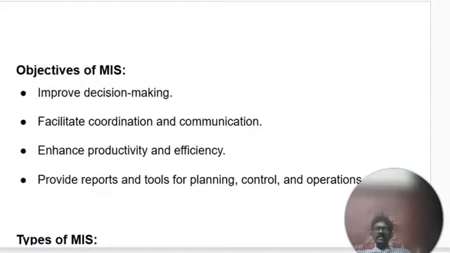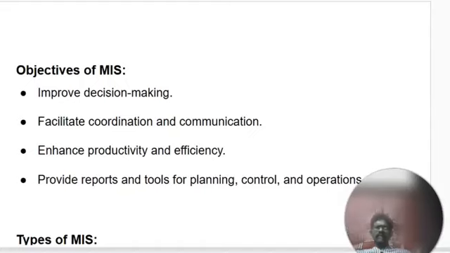Next one, facilitate coordination and communication. This is the second objective of an MIS. We need to have proper coordination and communication of information. Without proper coordination or communication, we cannot do any type of task. That is the second objective of an MIS, right?